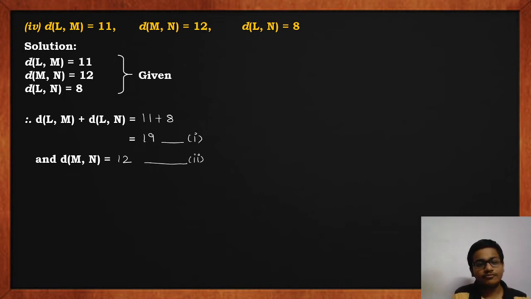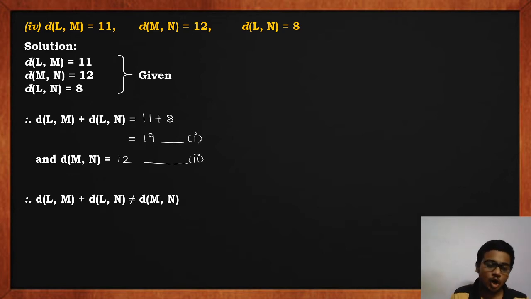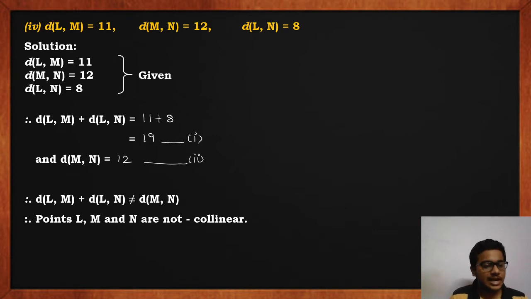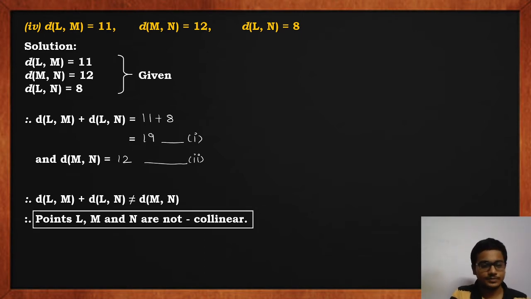Now if you look carefully, 19 and 12 are not equal. So therefore distance LM plus distance LN will not be equal to distance MN. So if it is not equal, that means points L, M and N are not collinear. If points are not collinear, then there doesn't even arise a question of betweenness. So this sum is over here.